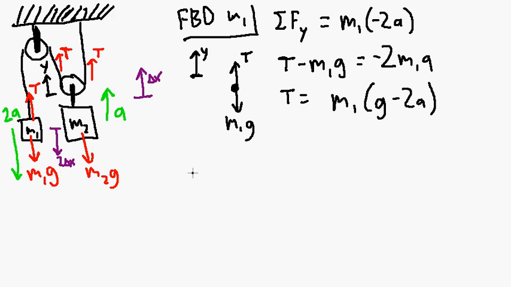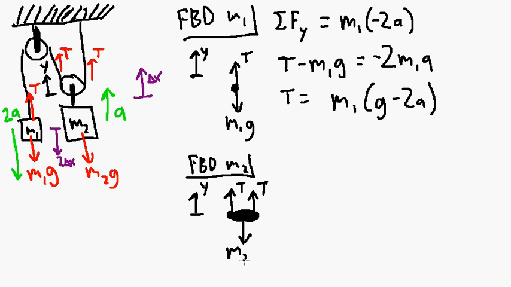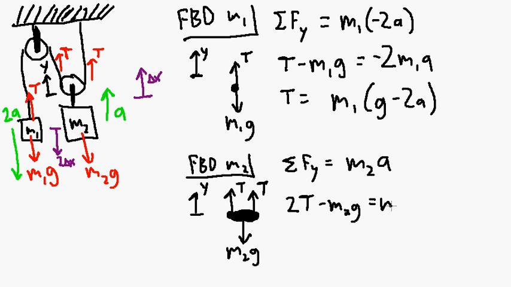Okay, now let's do the FBD for mass 2, and that is going to look like, okay, so there's our Y. There's going to be a T, and then I'm going to make this wide so I can do another T. Biggest dot ever. Alright, and there's M2G, and I'm going to do the sum of forces in Y, and that's going to equal, and this just has acceleration A upwards, so we can do just M2A. The sum of forces in Y is 2T minus M2G equals M2A.